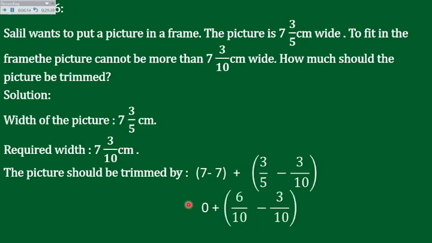Okay, is it clear to you? You can also do this question by taking the LCM. After that, solve it. 0 plus 3 by 10. Why do we get 3 by 10 here? Because 10 is common, we will write 10, and 6 minus 3 equals 3. After adding any number to 0, we will get the same number as the answer.